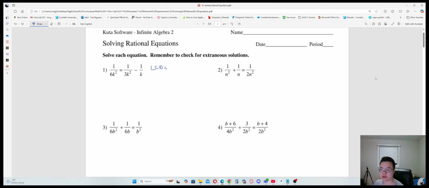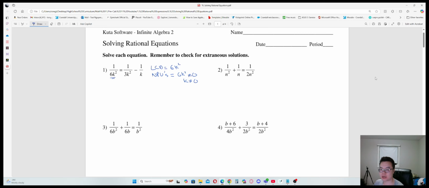In this case, I'm looking at the one that has the biggest coefficient and biggest degree. Here I see 6k squared is my biggest number and also biggest degree. That means I have 6k squared as my LCD. And then I can find my NPVs since I already have my lowest common denominator. So 6k squared is not equal to 0, so my k would be not equal to 0.